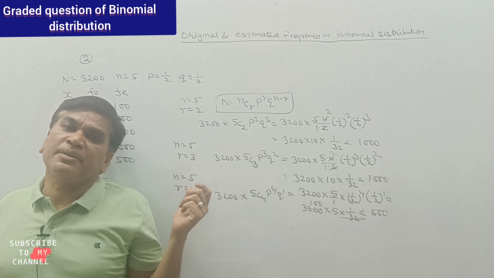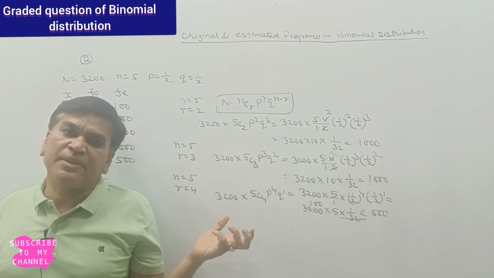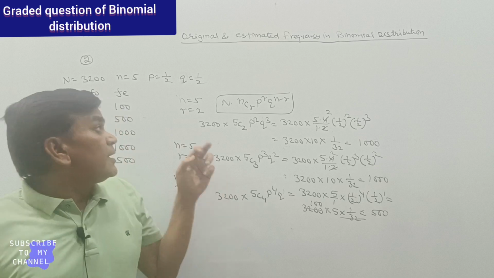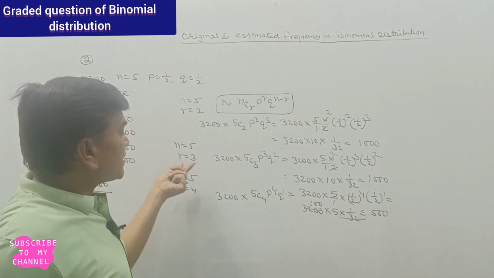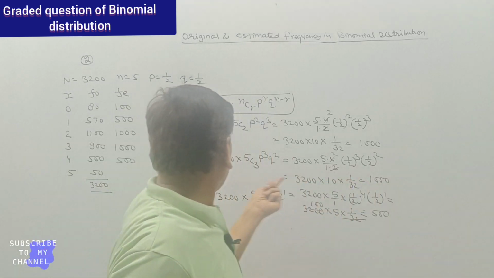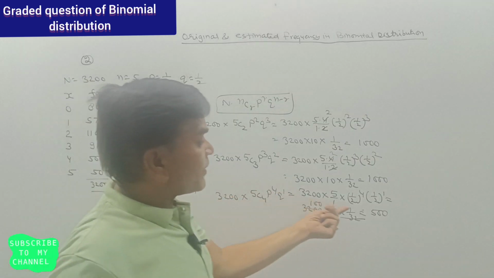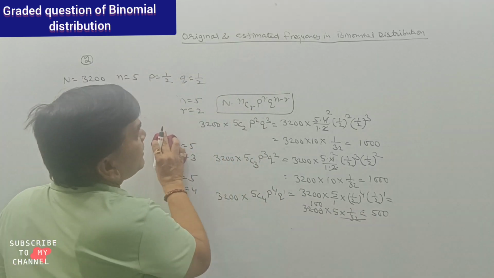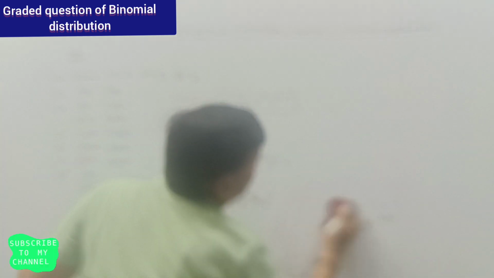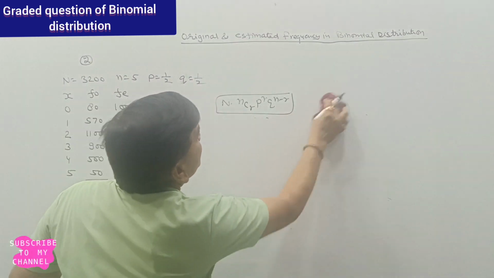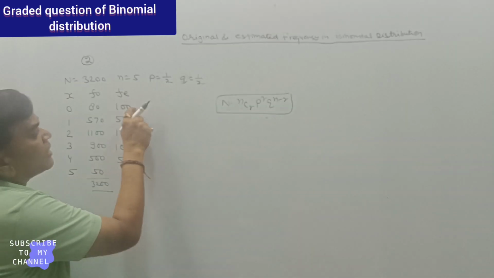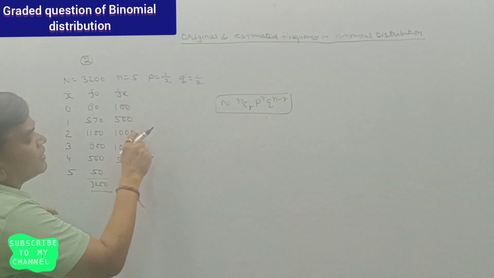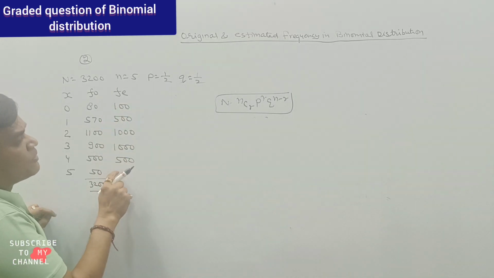We have calculated the estimated frequency for the probability of 0 head, then probability of 1 head. Then this is probability of 2 heads, estimated frequency is 1000. Probability of getting 3 heads, the estimated frequency is 1000. Probability of getting 4 heads, the estimated frequency is 500. Next one, estimated frequency for the 5 heads. So the estimated frequency will also be 100, because here you see 100, 500, 1000, then 1000, then 500, then repeat to 100.